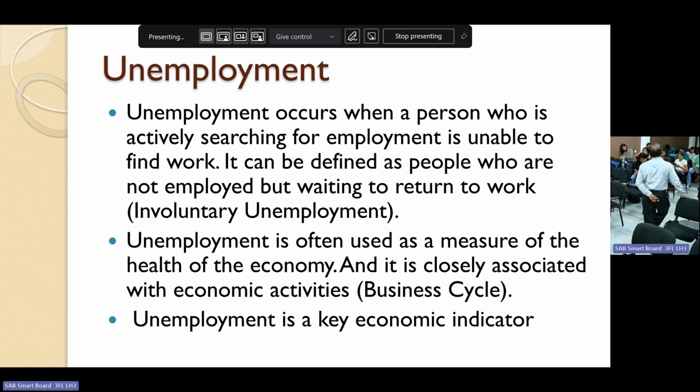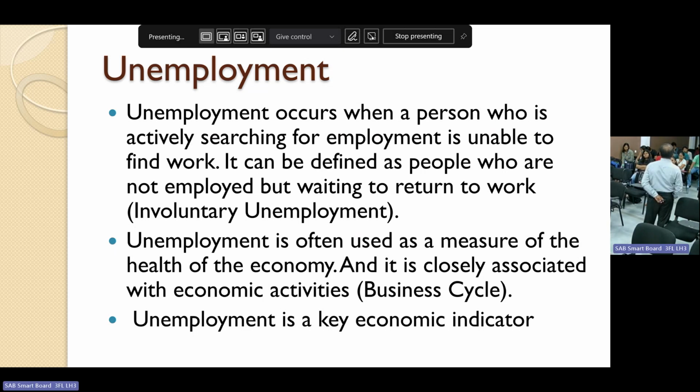Some people are not willing to work; they are voluntarily unemployed, because they are not satisfied with the wages paid by the market under the prevailing situation. That is voluntary, but we are not talking about voluntary unemployment. We are talking about involuntary unemployment. That is actually a development indicator, and it also explains poverty.